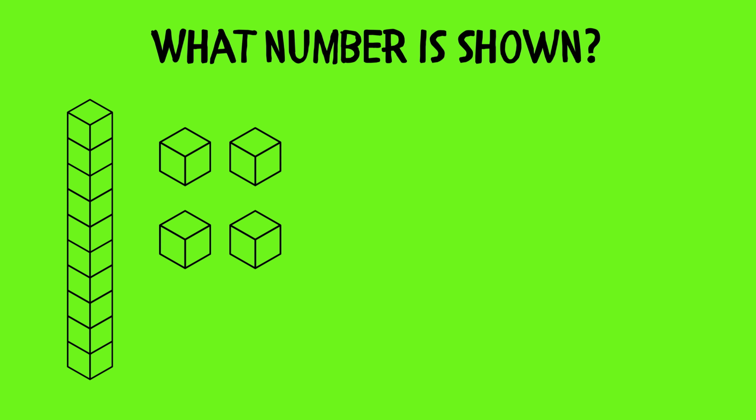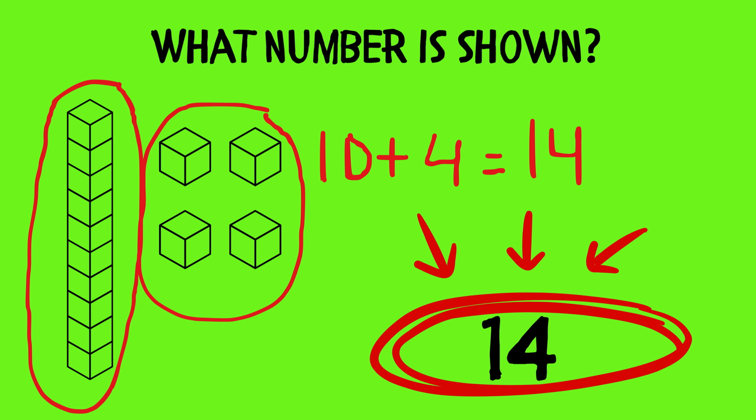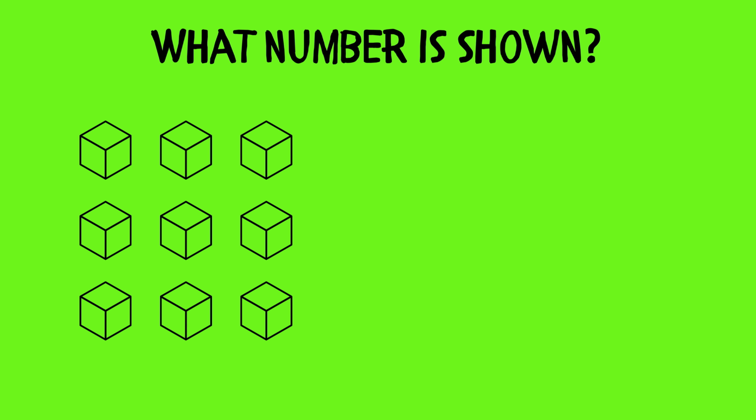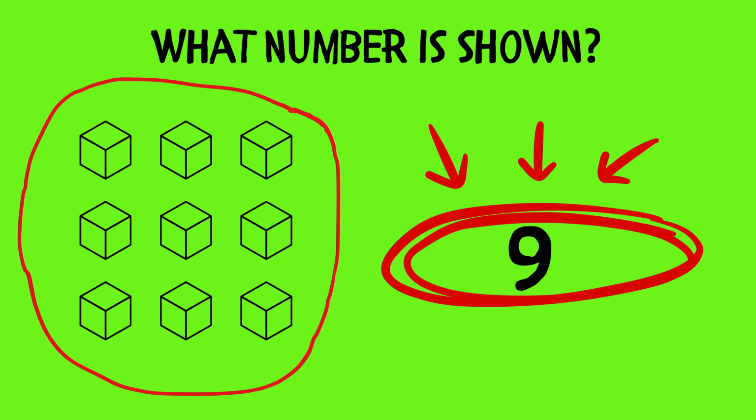What number is shown here? Remember, whenever we see a rod, it is 10, and whenever we see a cube, it is 1. Therefore, if we count each cube by our ones, we have 4 cubes. So 10 plus 4 equals 14. What number is shown here? Remember, whenever we see a cube, it is 1. Therefore, if we count each cube by our ones, we have 9 cubes. So the number shown here is 9.